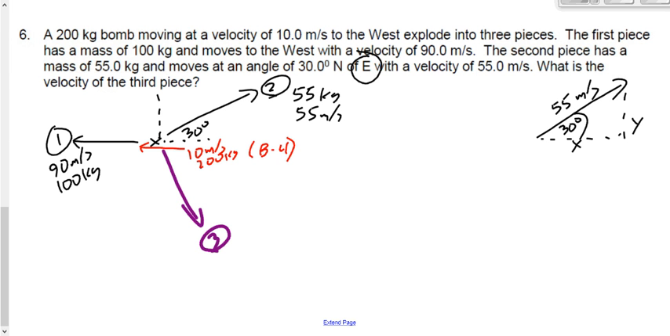Cosine 30 is equal to x over 55. That gives us 47.6314. And sine 30 is equal to y over 55. Which is 27.5. Box it off.